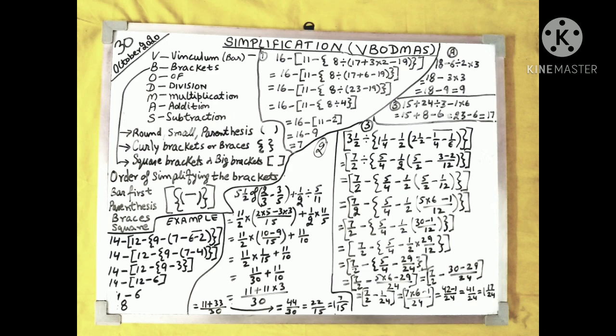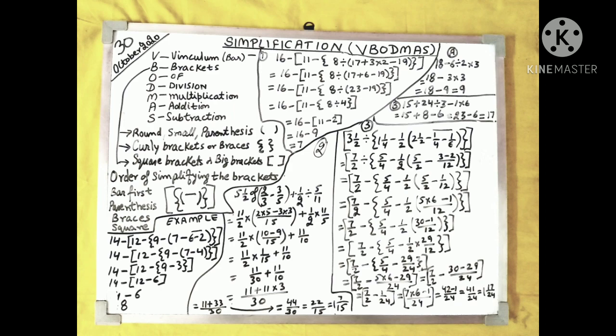Now see the first example. Simplify 14 minus 12 minus 9 minus 7 minus 6 minus 2 vinculum. Now the important thing to note down here is you will do one calculation in one step. Only then you will get the correct answer.